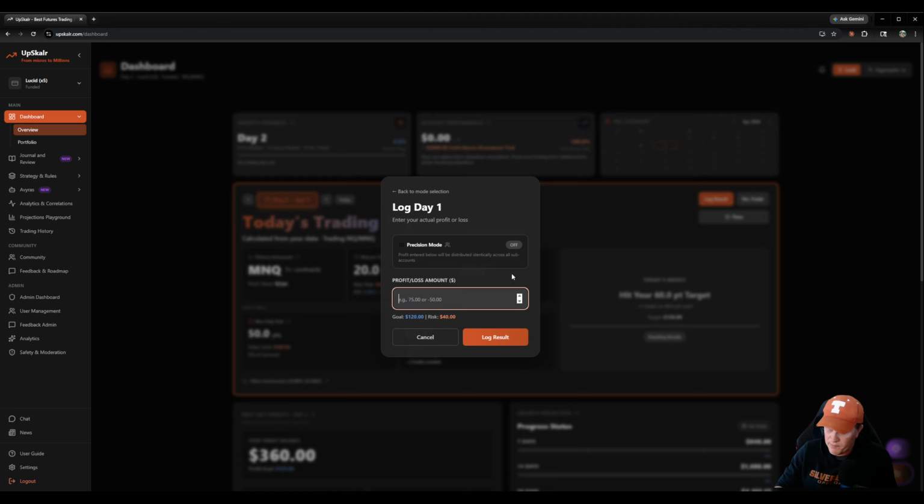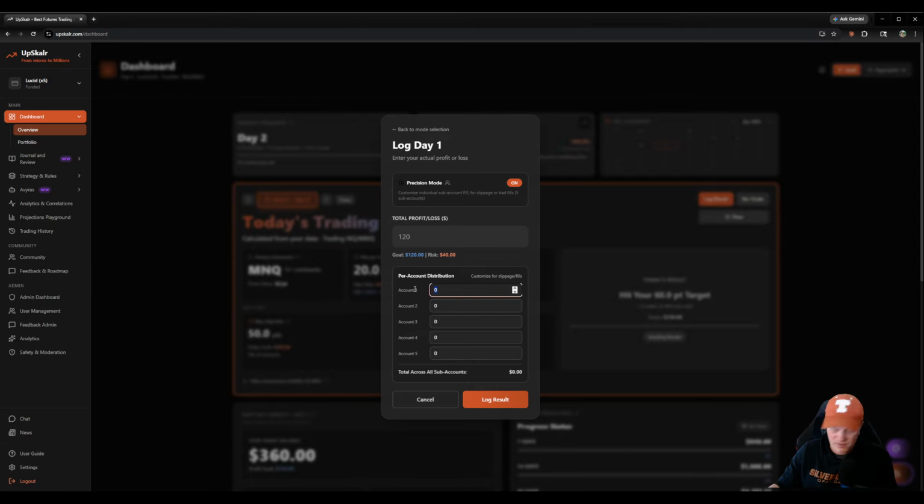So let's just say I made my $120 target for the day, right? And all of them I made 120 exactly on. No difference between accounts. If I did have some differences between the accounts, maybe there was some slippage, maybe the trade copier got off or whatever, you could click on precision mode and you can enter whatever those numbers were here, right? So again, this is simply to give you the ability to enter different amounts for different accounts. For now, I'm just going to turn that off.